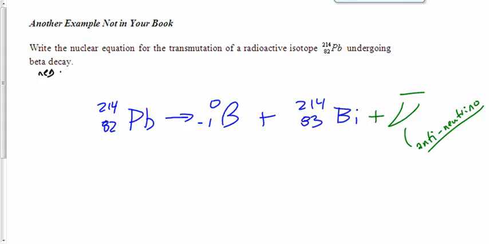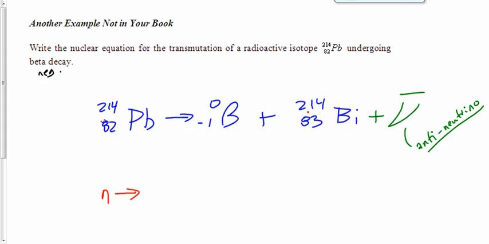How come? So when a neutron, you mean? Okay, so when a neutron decays, let's look at this again for a second, and then I'll come back to that. Here we've got 82 protons. Here we have 83 protons. Here we had, what's 214 minus 82? 132 neutrons. Here we have 131 neutrons. We have one less neutron, one more proton.